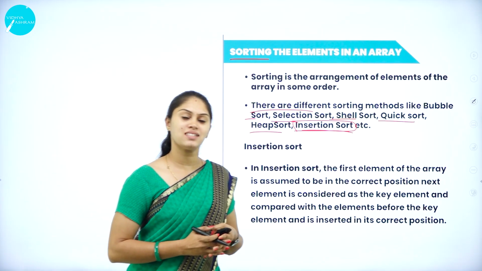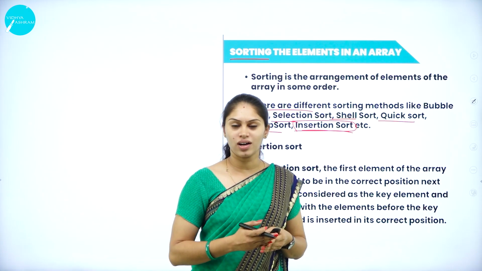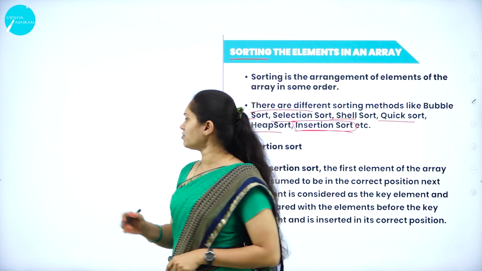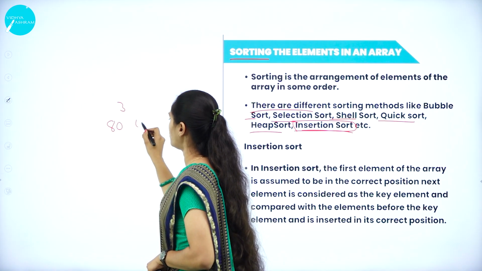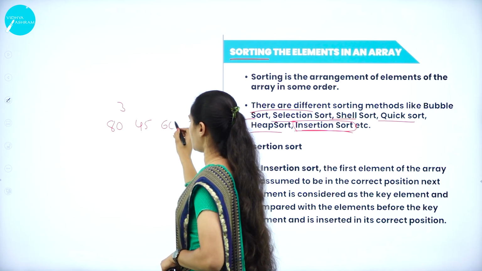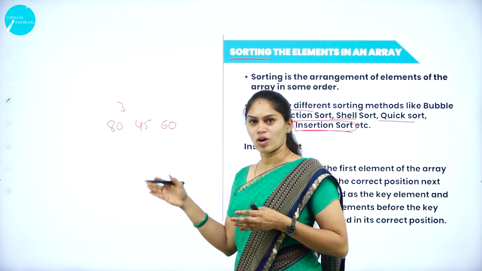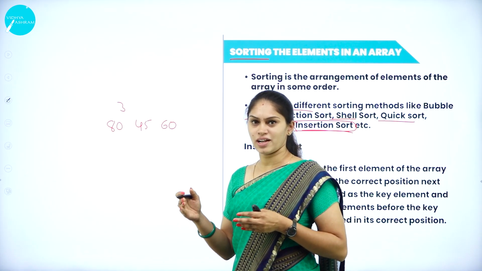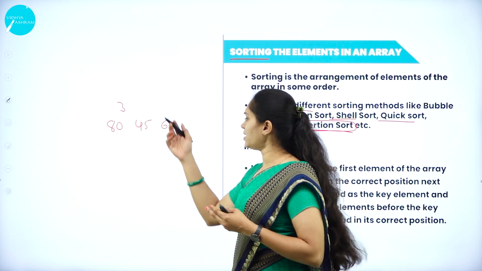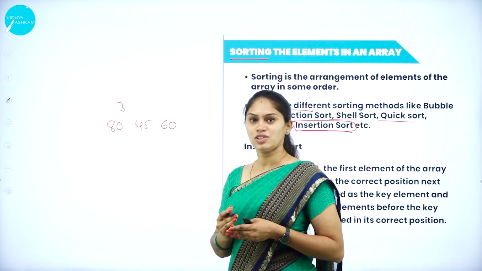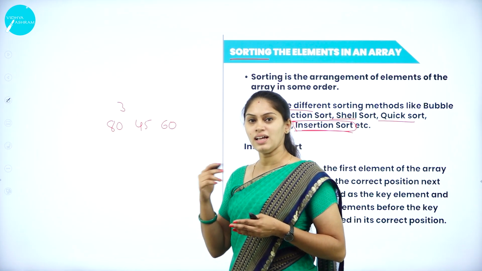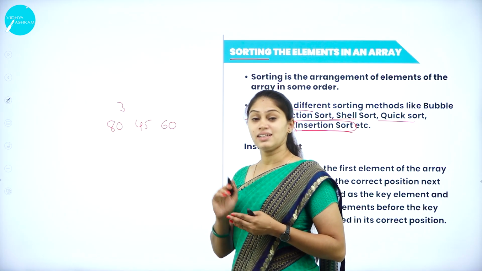Then how will this insertion sort work? For example, I have 3 elements. Let me consider 80, 45 and 60. Is this in the sorted order? No. Whether it can be either descending or ascending order, it is not in either of the two. That is, it is not in the ascending order, and not in the descending order.